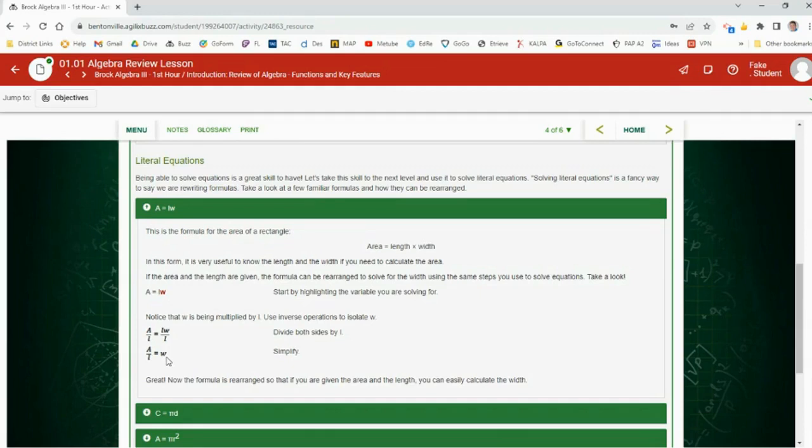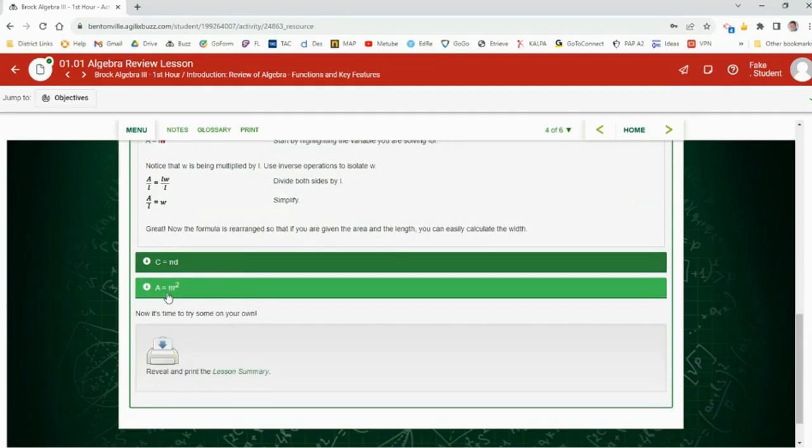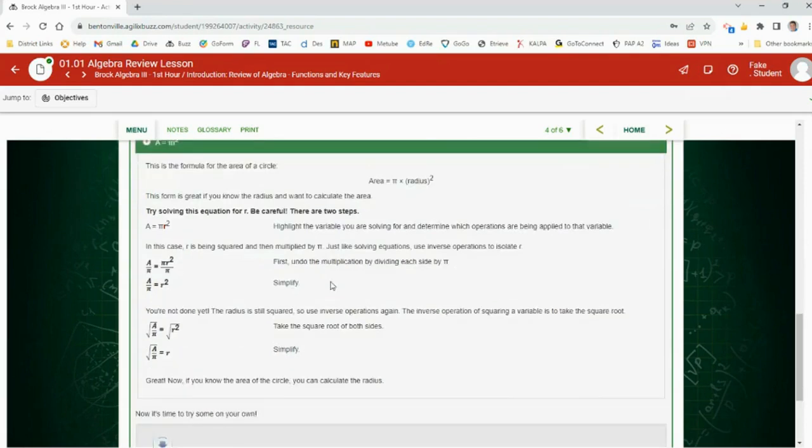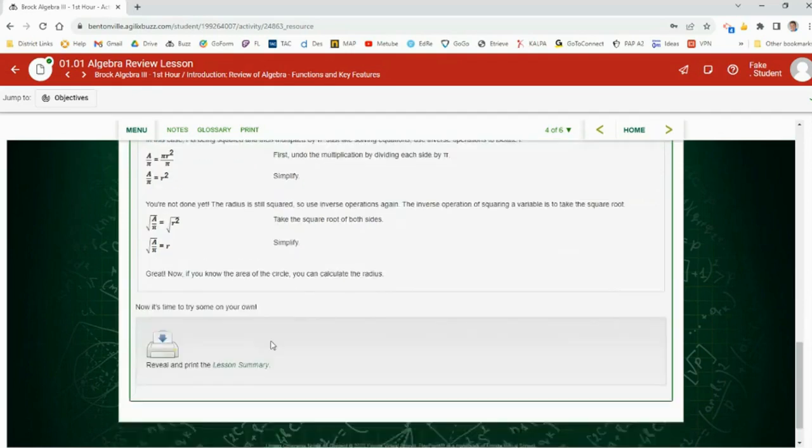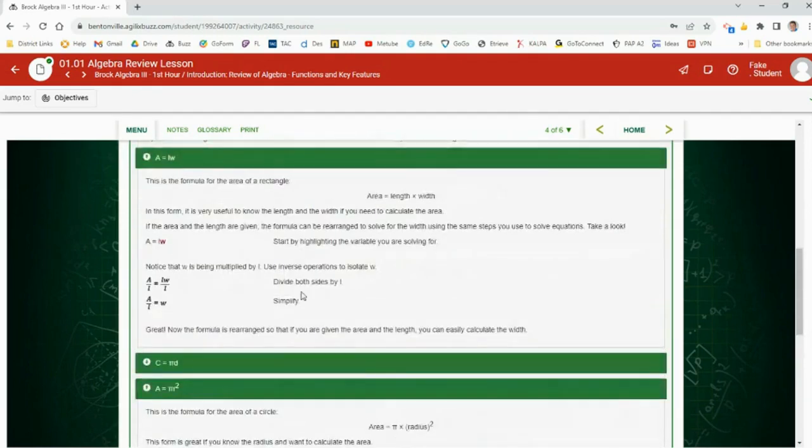Just looking at rearranging equations, literal equations. Area equals pi times radius squared. If we want to rearrange it for radius, we have to divide both sides by pi because there's a pi times radius squared. So area divided by pi equals radius squared. Since we just want radius, not radius squared, we take the square root of both sides. So the radius is the square root of the area divided by pi. All right, so can you rearrange equations?